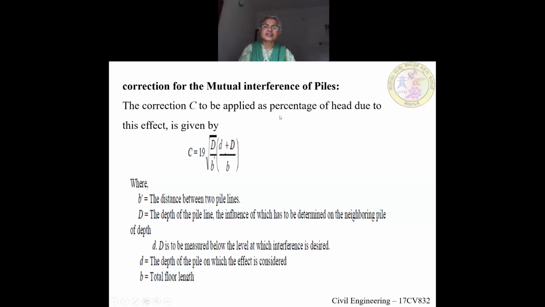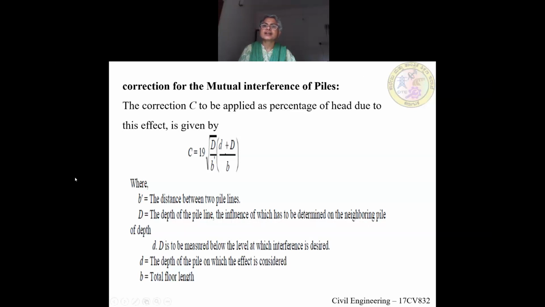The correction C in terms of percentage head is given by 19 root of D divided by B dash, into (d plus D) divided by B. So what are these terms? Let us see in detail. B dash is the distance between two pile lines, and D is the depth of the pile line, the influence of which has to be determined on the neighboring pile of depth d.